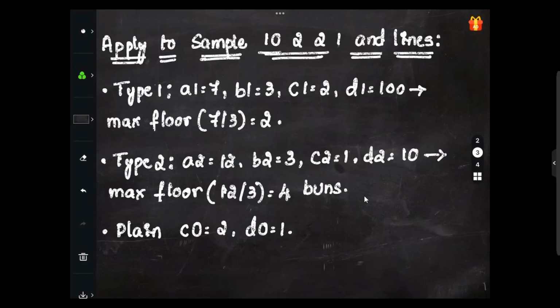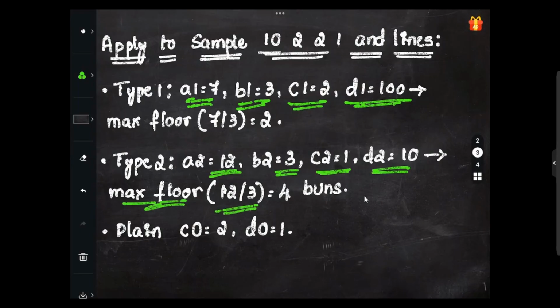So let's try to apply the same thing, whatever we discussed in the DP idea, to the sample 10 to 21 and the lines. For type 1 we know a1 value we have 7, b1, c1, d1, so 7, 3, 2 and 100. You can just check. For a2 we have 12, b2 we have 3, c2 we have 1 and d2 we have 10. So we'll be going with a max of floor of 12 by 3, nothing but 4 buns. Plain c0 equals 2 and d0 equals 1. So this is the value that we are having.